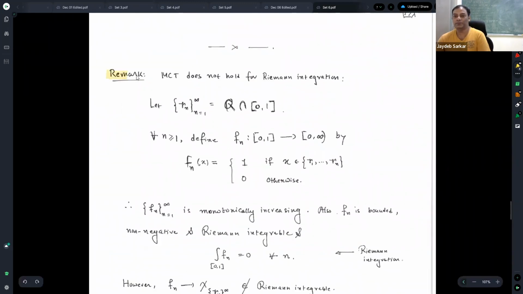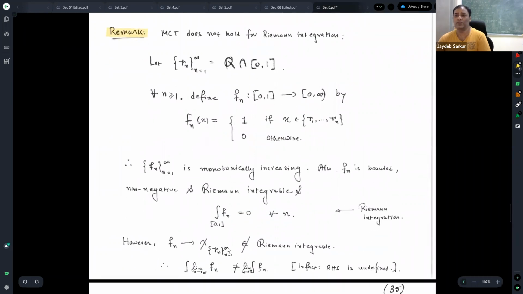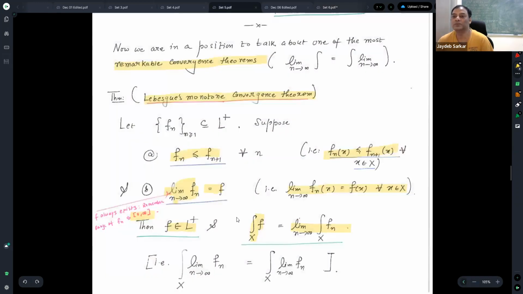Finally, a remark. The remark is very simple, and it should draw your attention. It says this MCT does not hold for Riemann integration. You see, if you look at the statement of MCT, it says that if you have an increasing sequence of non-negative measurable functions, then the integration of the limit is the limit of the integration. This is what MCT says.